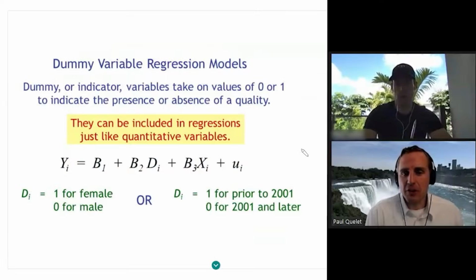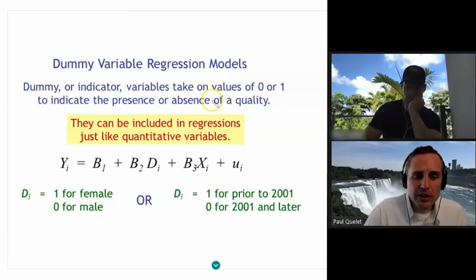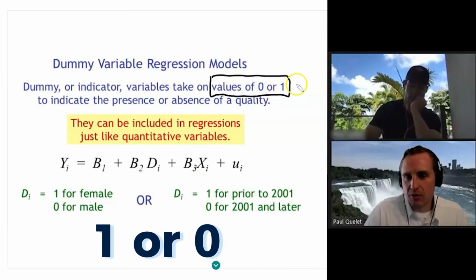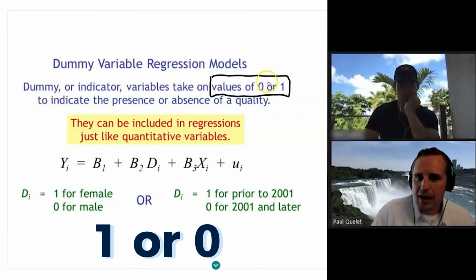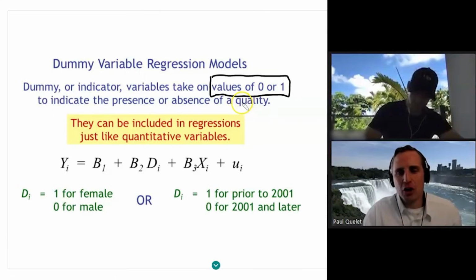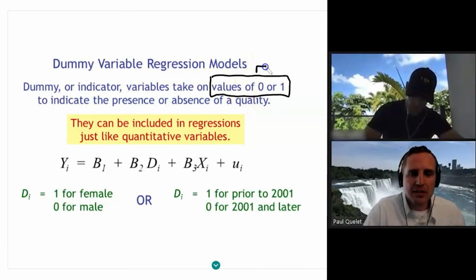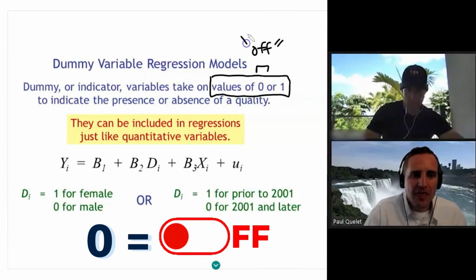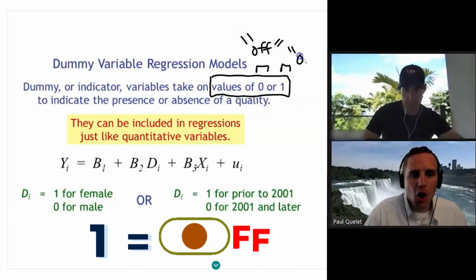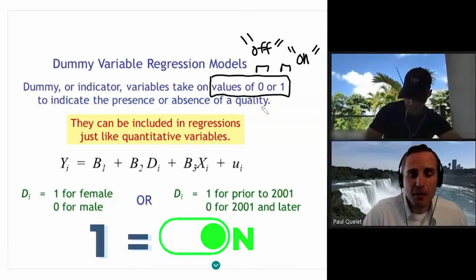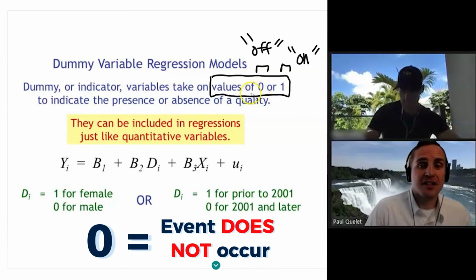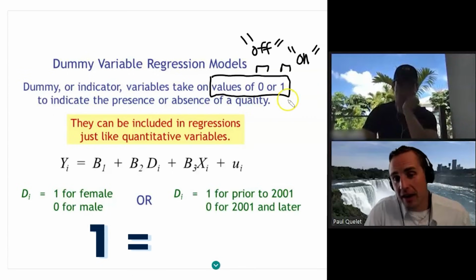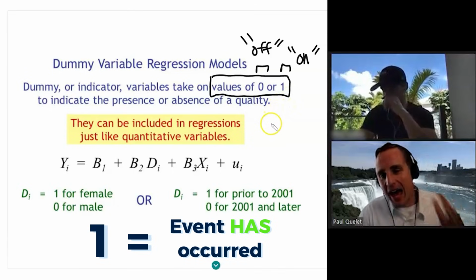So let's get into dummy variables here. What are the only two values that a dummy variable can take? 1 or 0. Now this is something, especially if you've ever done a computer programming class in any capacity, you've hopefully heard before. 0 means off, and 1 typically means on. Another way to think about this in terms of probability is, if you get a 0, that means the event does not occur, and if you get a 1, that means the event has occurred.